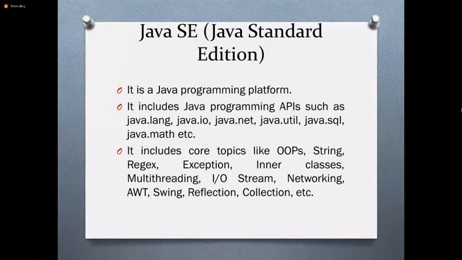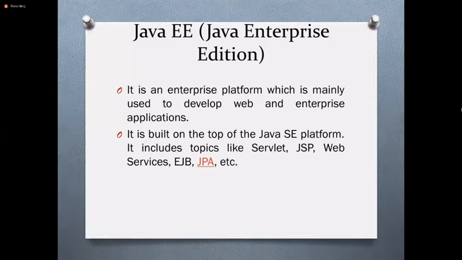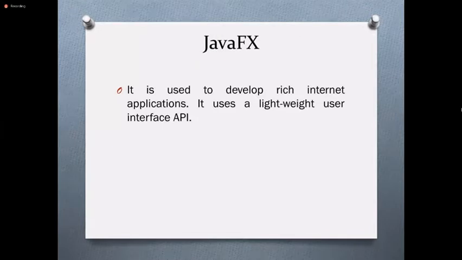Then if we take Java SE, it is a programming platform, and this includes application program interfaces like java.lang, IO, and java.util. Time to time, when we are writing programs, we will be using these things. These are just an introduction to the editions.